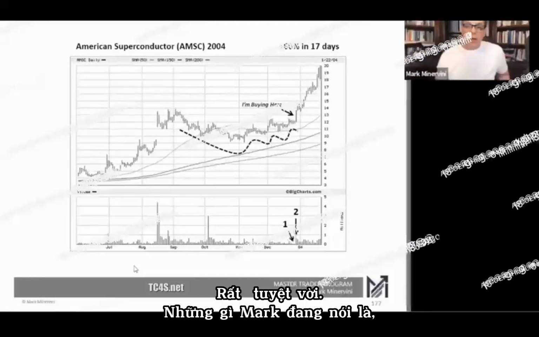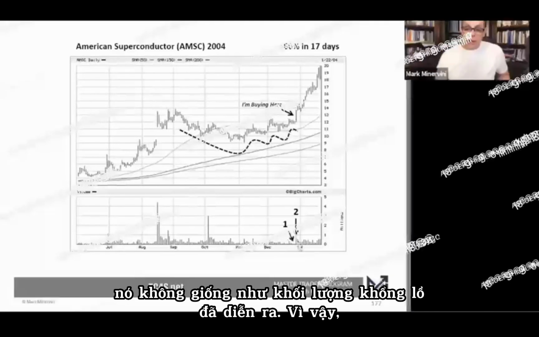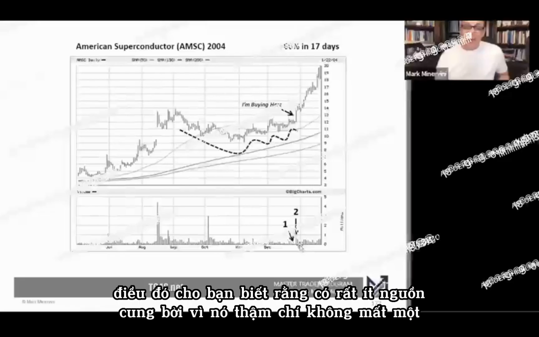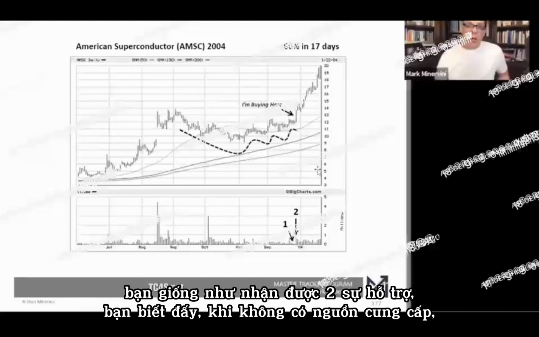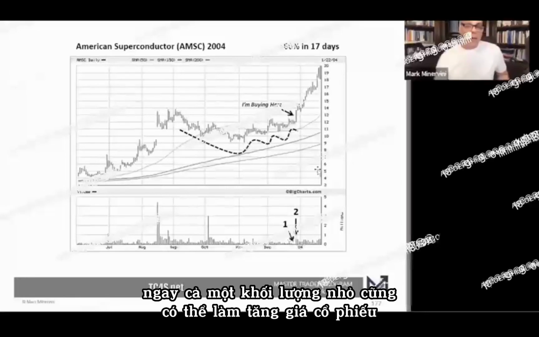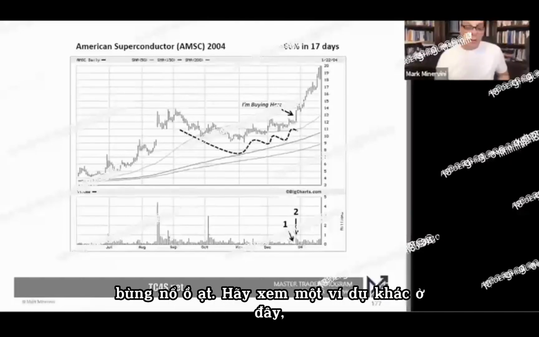It's a great point. What Mark's saying is that look at this volume through even this whole move. It's not like it's this gigantic volume that took place. So that tells you that there's very little supply, because it didn't even take a tremendous amount of volume to move the stock. So you're sort of getting double coverage. When there's no supply, even a small amount of volume can take the stock up. But if you've got big volume, then it could be massively explosive.